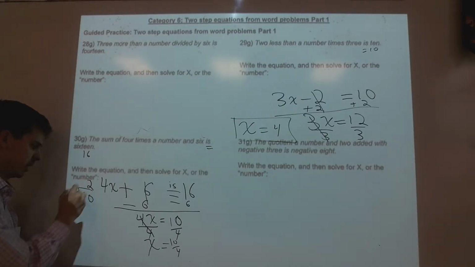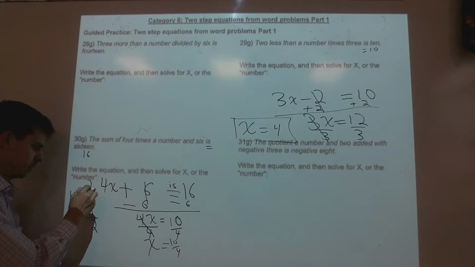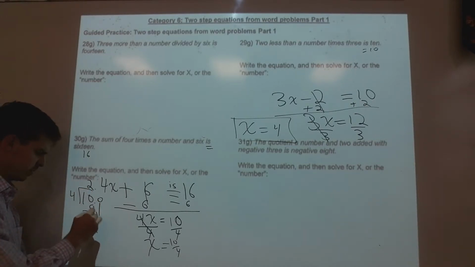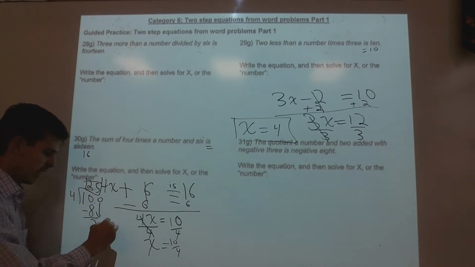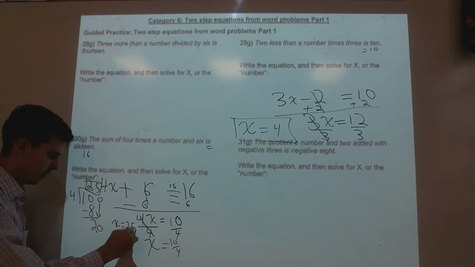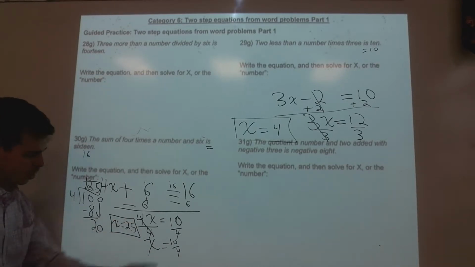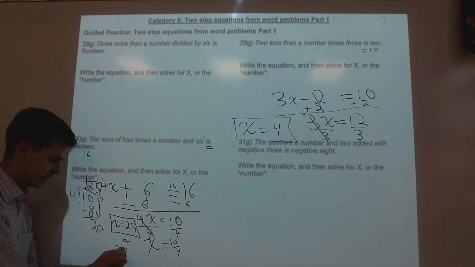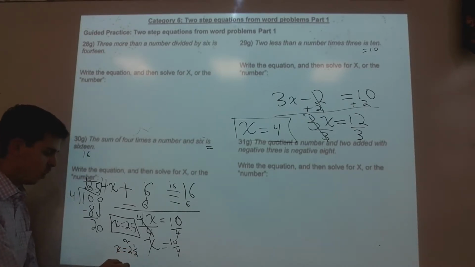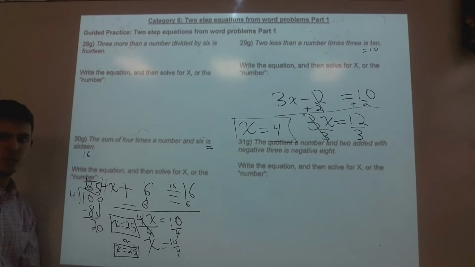4 goes into 10 2 times. 4 times 2 is 8. 10 minus 8 is 2. Bring down the 0, and 4 goes into 20 5 times. So x is equal to 2.5. If you'd like to give it in decimal, or if you'd like to simplify this fraction and do x is equal to 2 1/2, that would also be fine. Actually, even if you gave me x is equal to 5 over 2, that is a good answer as well.